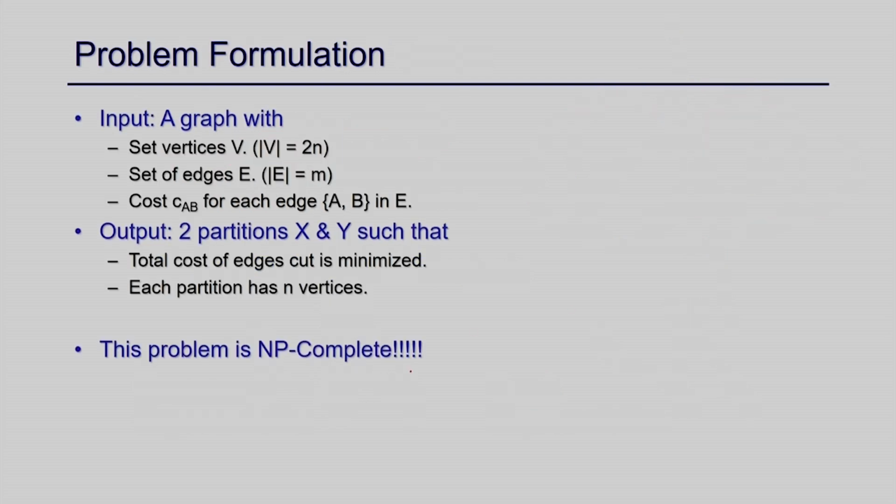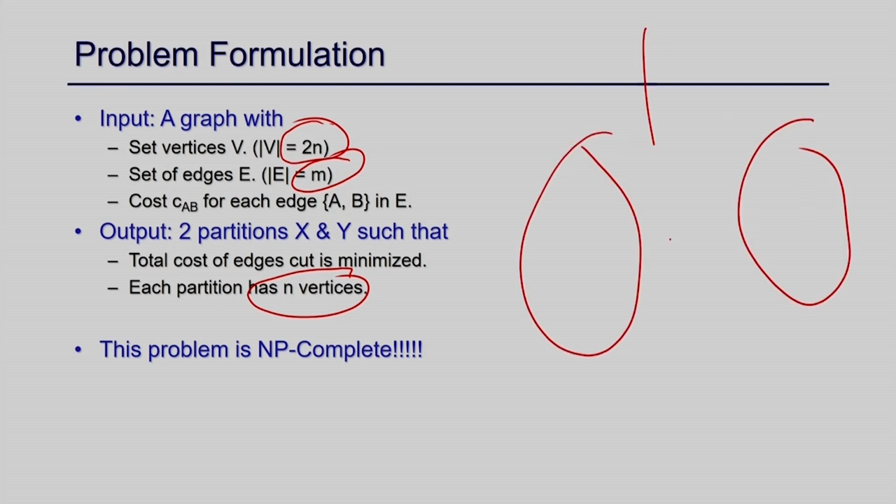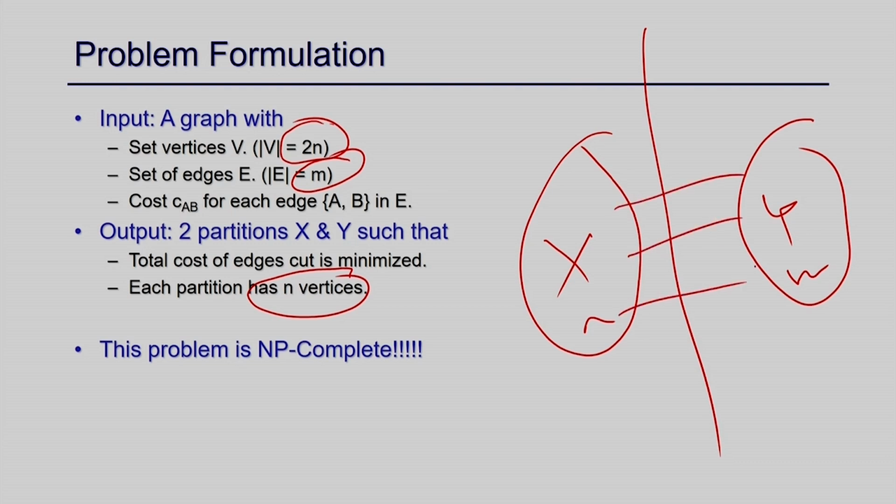So, if you think about it, initially my graph has 2n nodes. After the partitioning, each partition has n nodes, and there are m edges. It is divided into two partitions, this is the X component and this is the Y component, each with n nodes, and then you try to minimize the cut cost, so that the total cut edge cost is minimized. This is how the whole thing works.